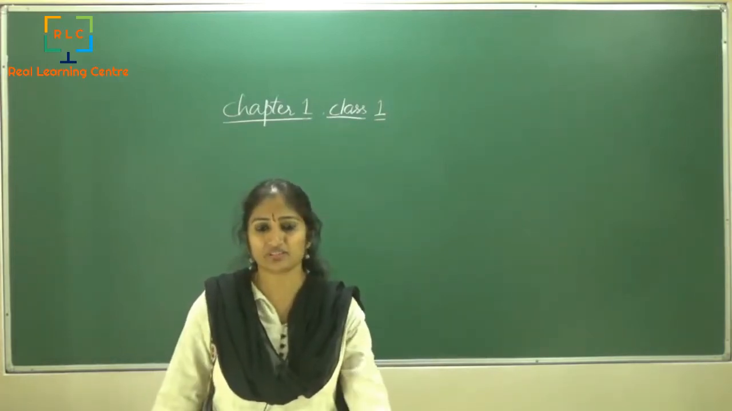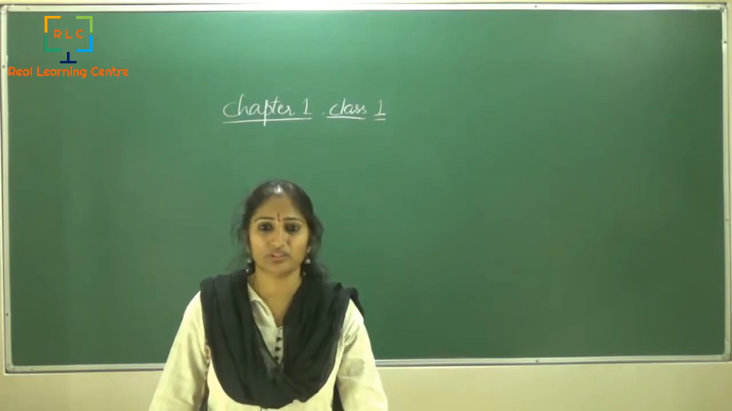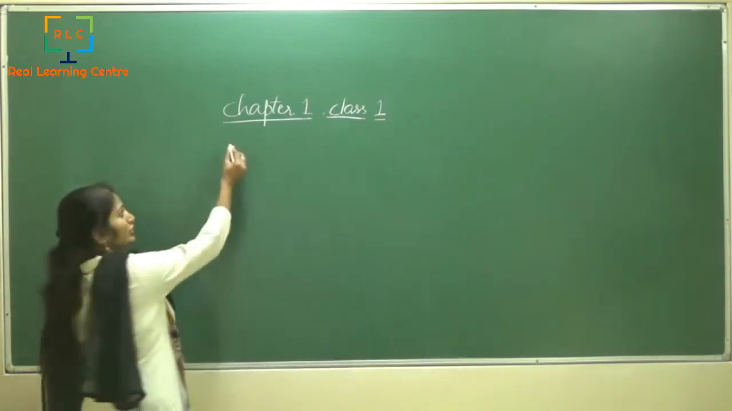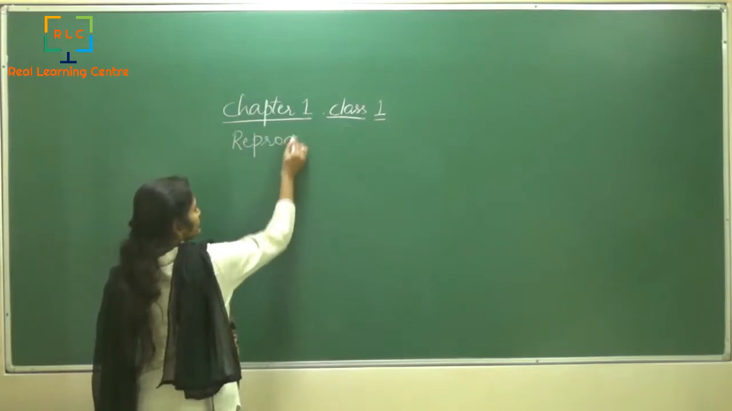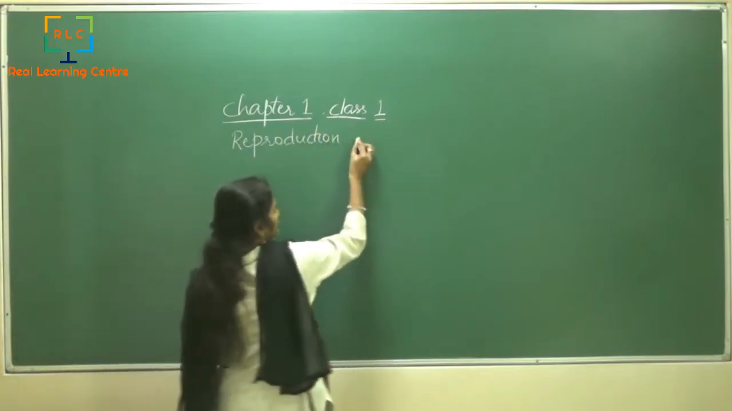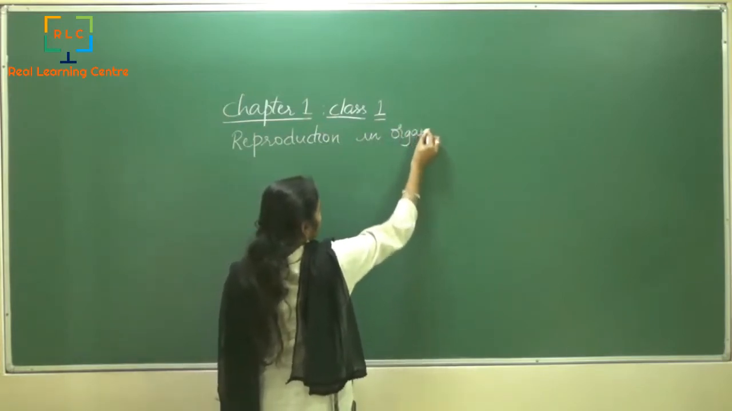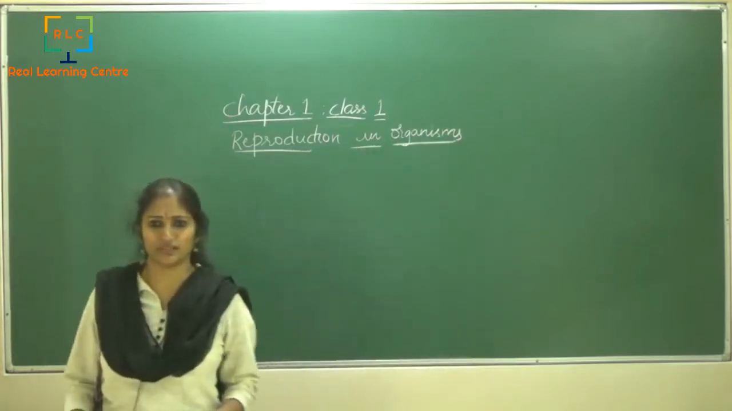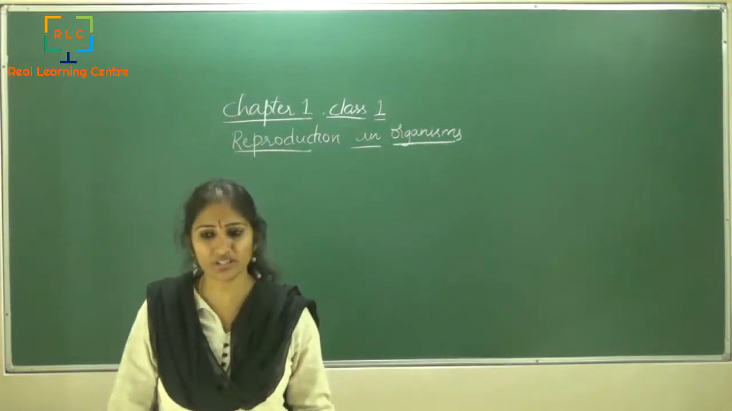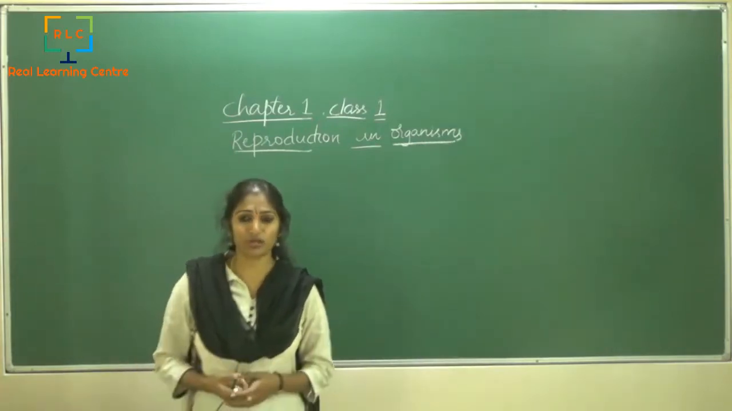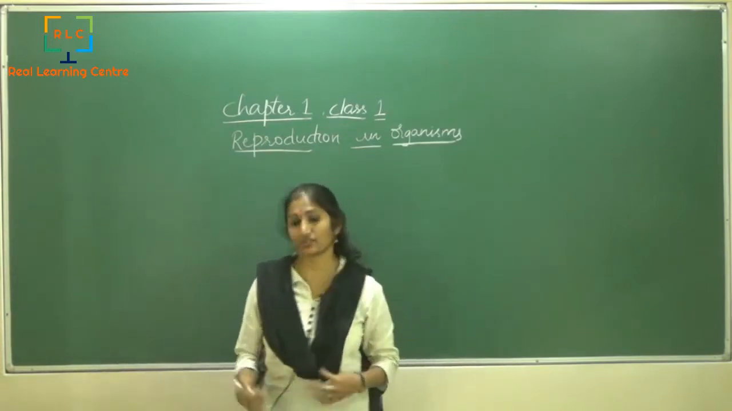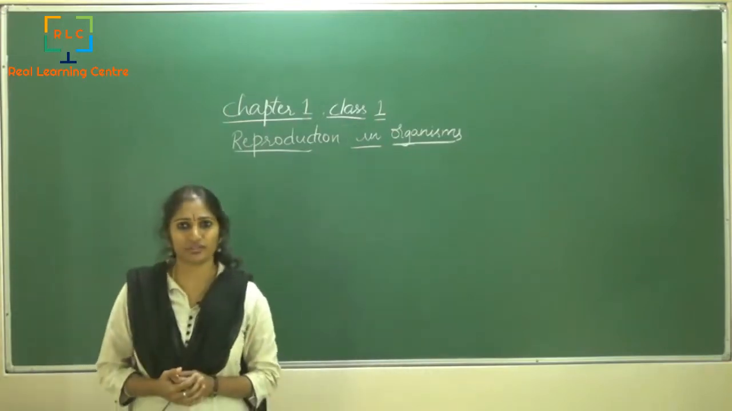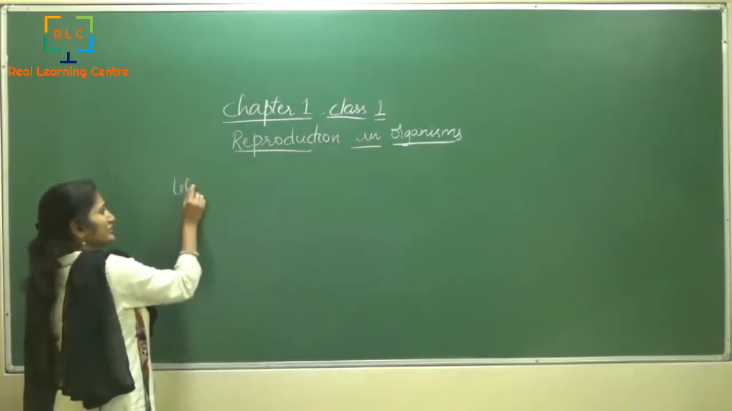So today we will start off with our first chapter under the unit reproduction. This chapter is called Reproduction in Organisms, and in this particular chapter we are going to talk about the basic importance of what reproduction is. At the same time, we also talk about the different types of reproduction, like asexual reproduction and sexual reproduction. So we will start off learning what exactly lifespan is.